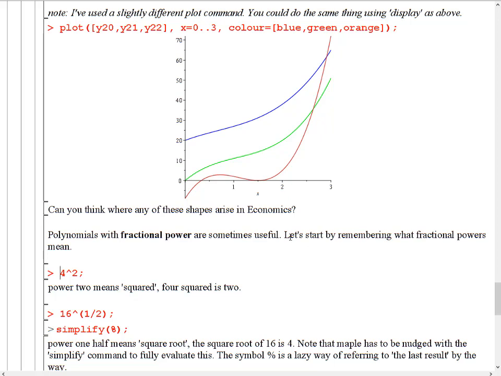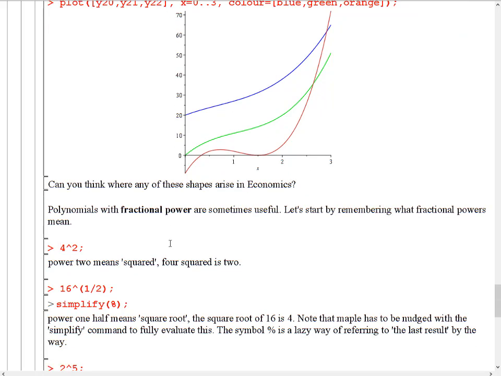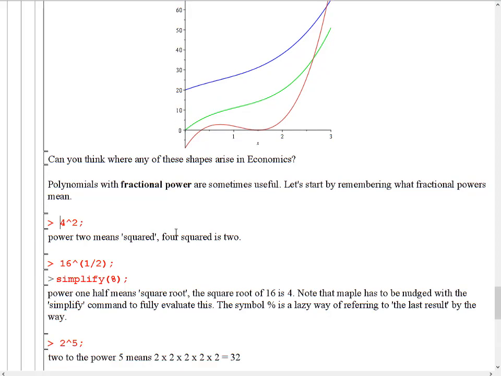Now, so far, these polynomials seem quite simple, like the linear, the quadratic, and the cubic. And generalized, you can have power 4, power 5, power 6. Where it can get more confusing is when you have fractional powers, and particularly when you start getting into calculus, that can really confuse you. So let's try and get this really clear from the start.